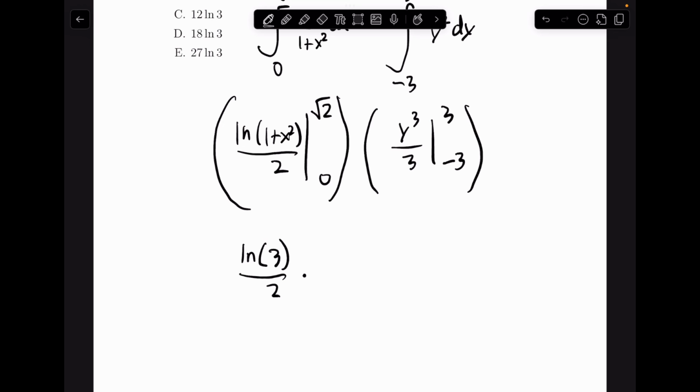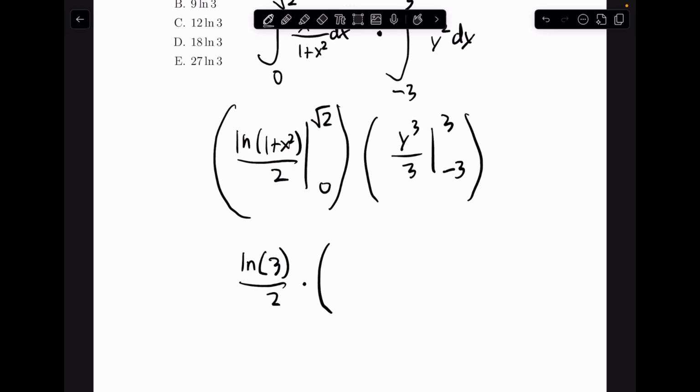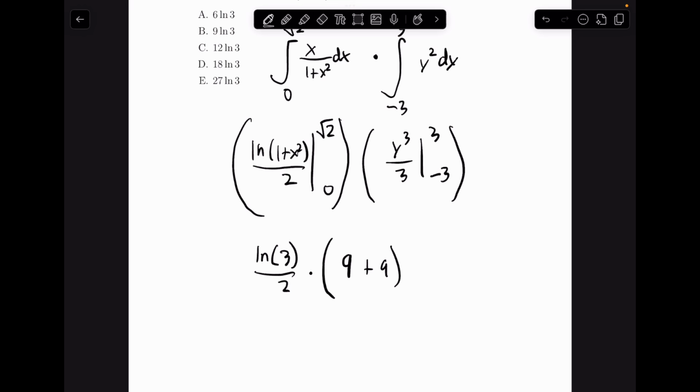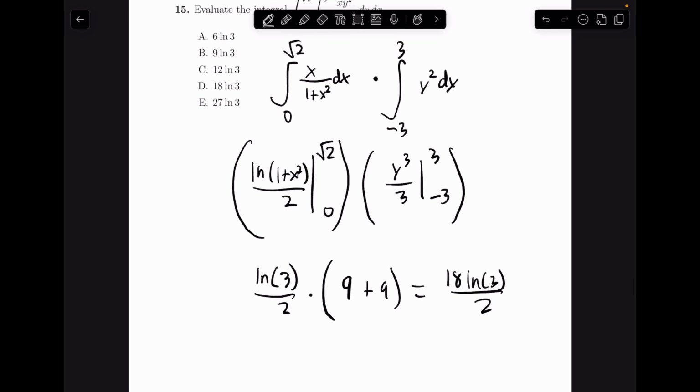All times the second integral, or second evaluation. So we're going to get y cubed, where y is 3, which is 27, over 3 is 9, minus y cubed, where y is negative 3, which is negative 27, over 3, which is negative 9 this time. So we have a minus negative 9 or a plus 9, and that plus looks weird, but okay. So we have this right here. So this is going to be equal to 18 ln 3 over 2, or 9 ln 3.